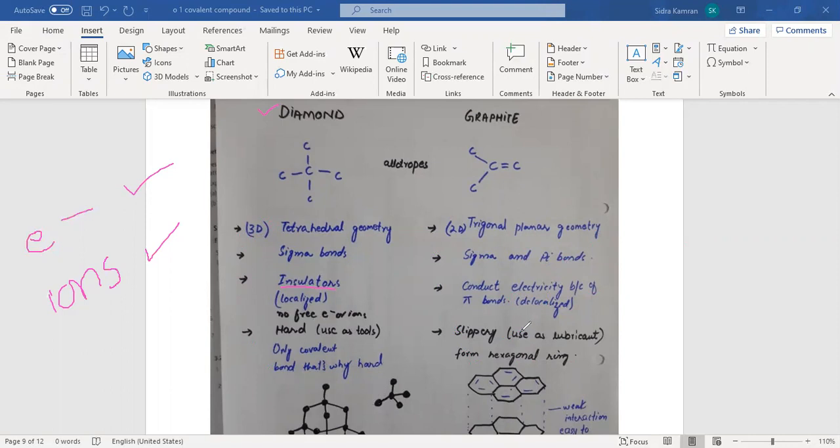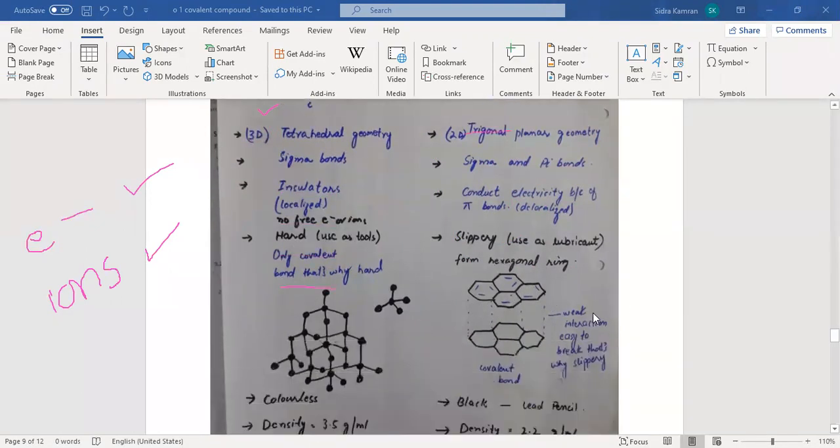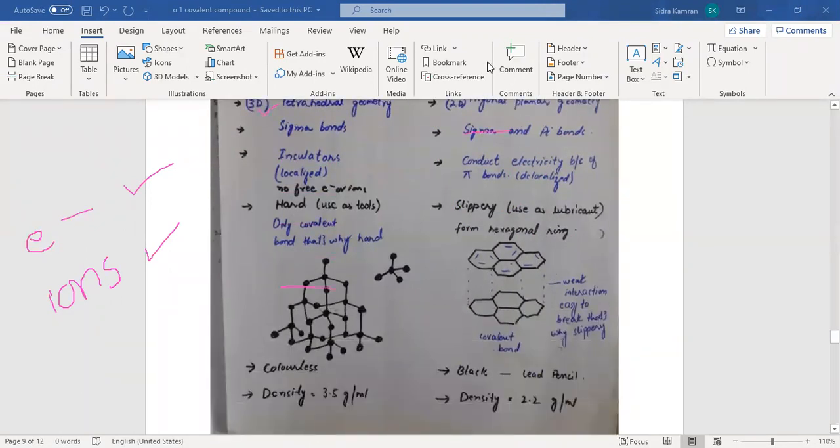But there is conduction of electricity in graphite because of the pi electrons. There are freely moving delocalized electrons in the structure of graphite. Due to that delocalization, or the freely moving electrons in the graphite structure, graphite is a conductor of electricity.